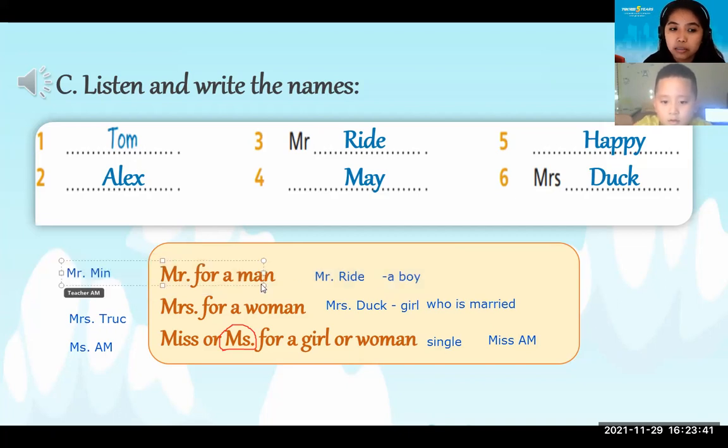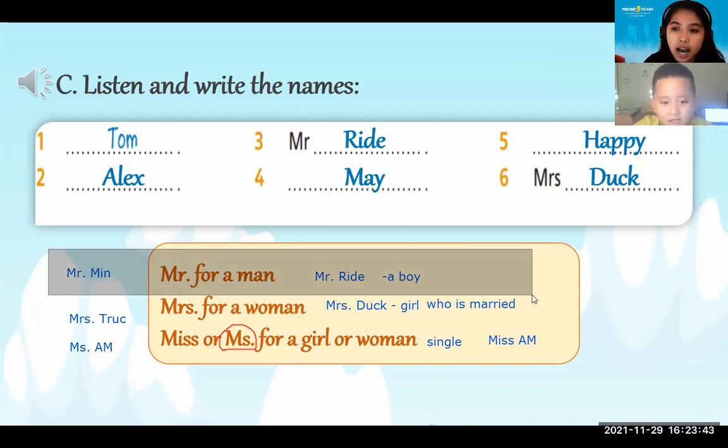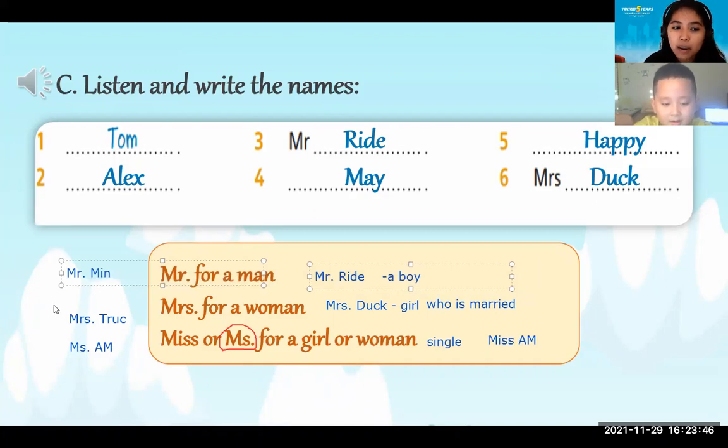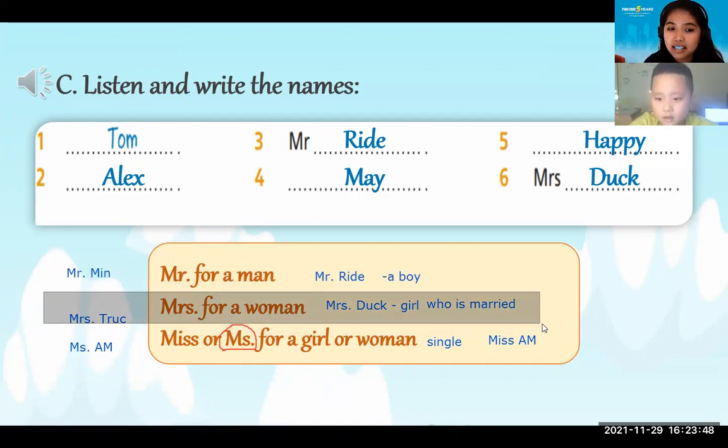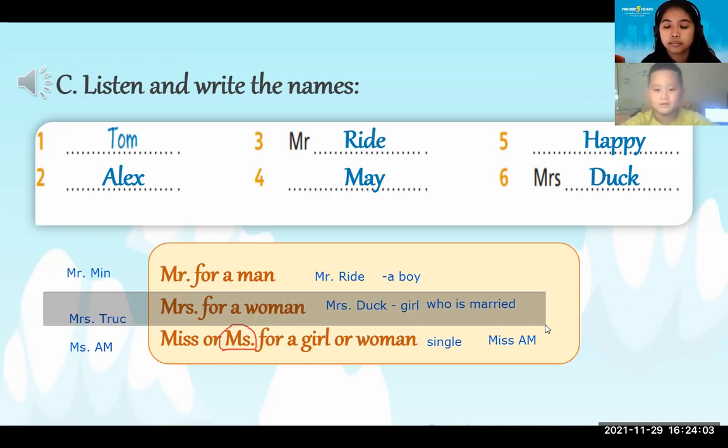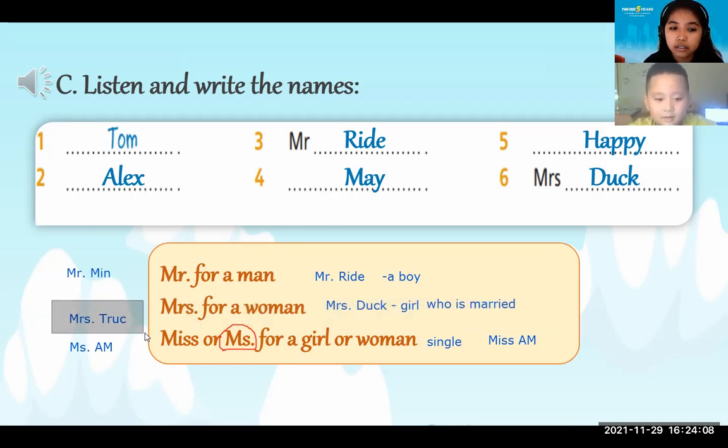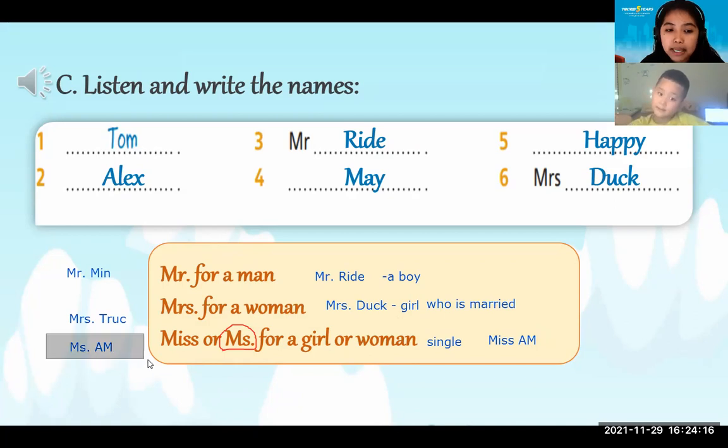Boy or girl? Mr. Min, who is Mr. Min? Boy. Boy, very good. How about Mrs. Struck? Yes, that is you. Is it a girl or a boy? Who is Mrs. Struck? Girl, very good. How about Miss AM?